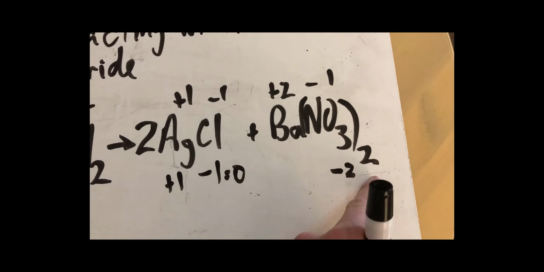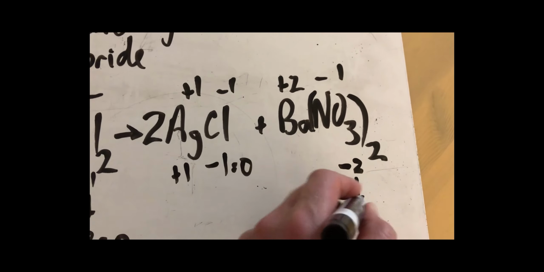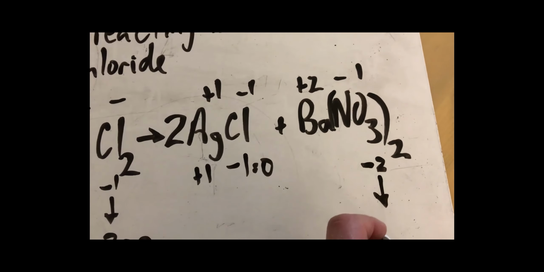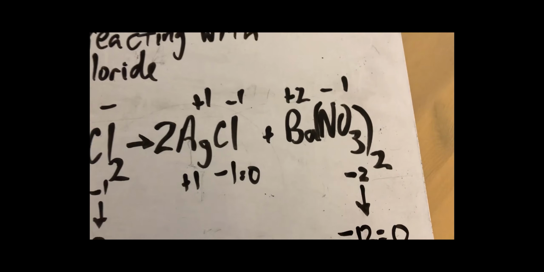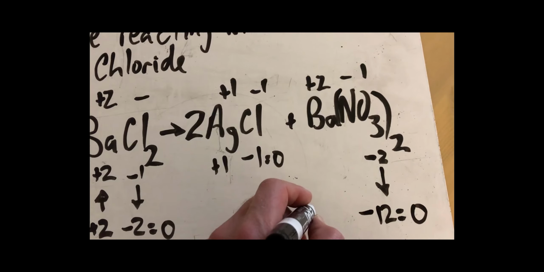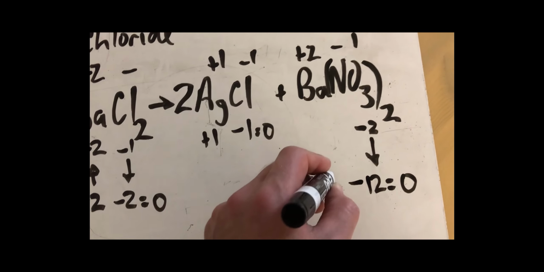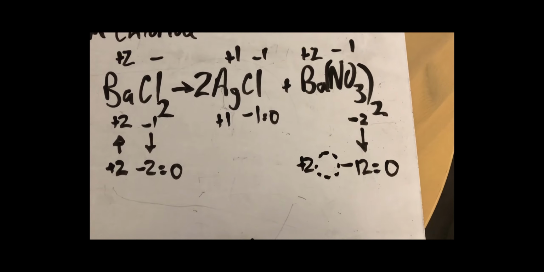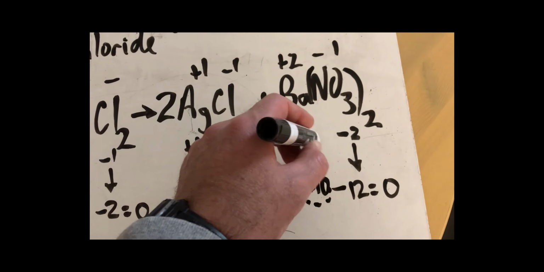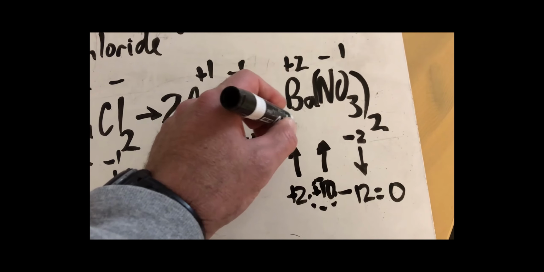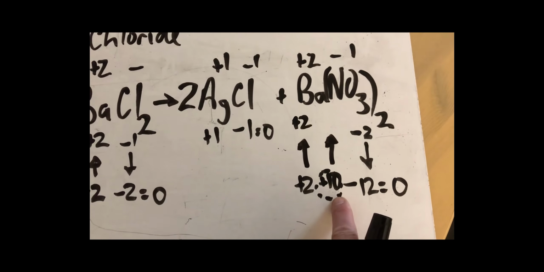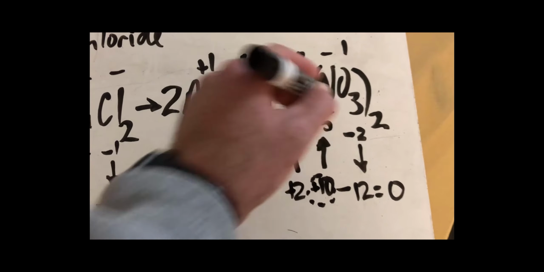Oxygen's a -2. How many do I have? I have 6 of those. 6 minus 2's is a -12. So that's going to equal 0. Barium is a +2. Okay. So what has to go here for this statement to be true? Well, this has to be a +10. How many nitrogens do I have? Let me write this back up here. How many nitrogens do I have? I have 2 of those. So what number times 2 is going to give me a +10? That has to be a +5.